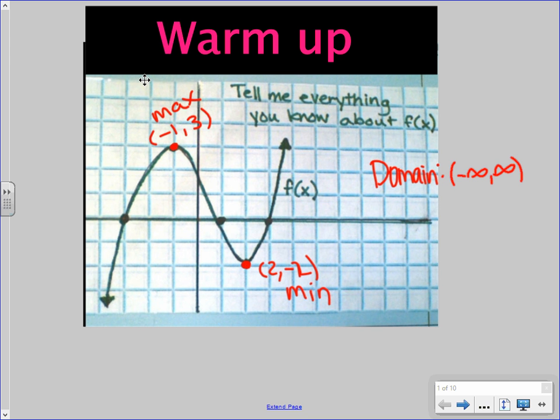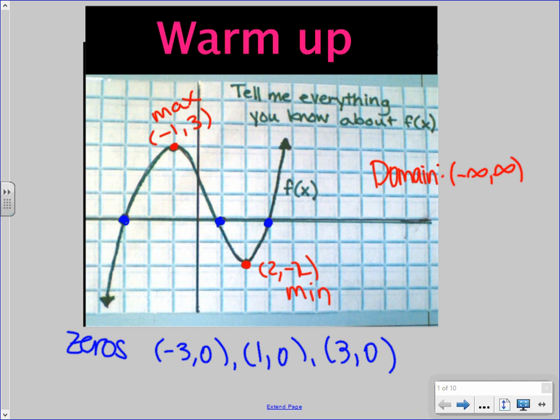Okay, so we have zeros. I'll highlight those in blue right here. Okay, so those are our zeros. You said -3, 1, and 3. Excellent. Pod 4, anything else to add?